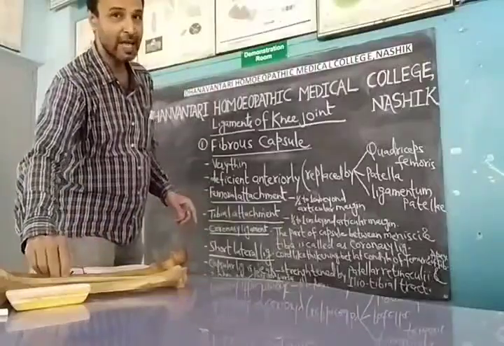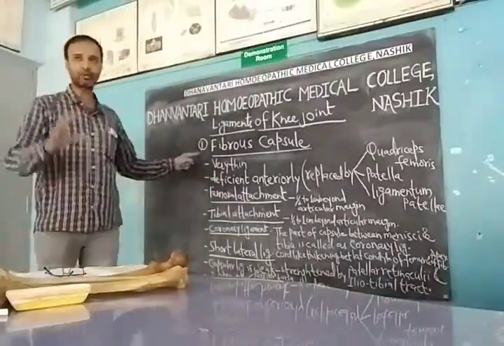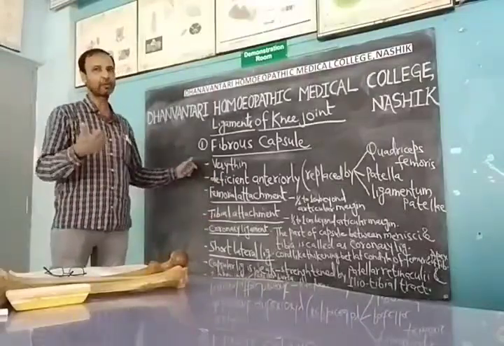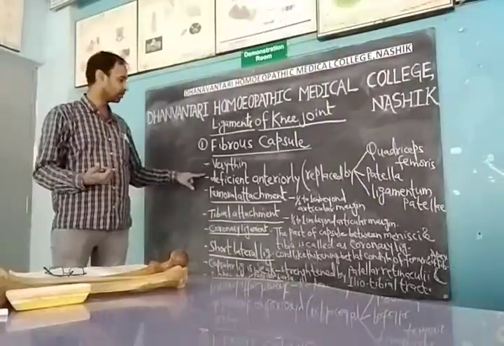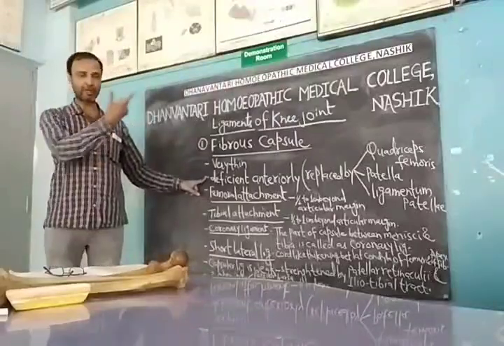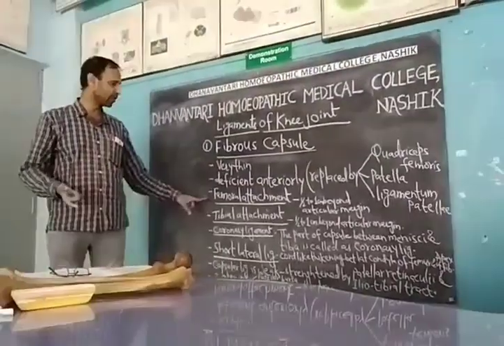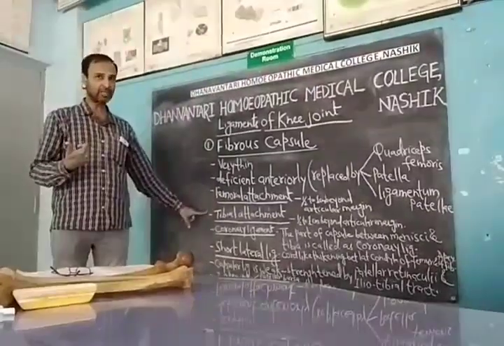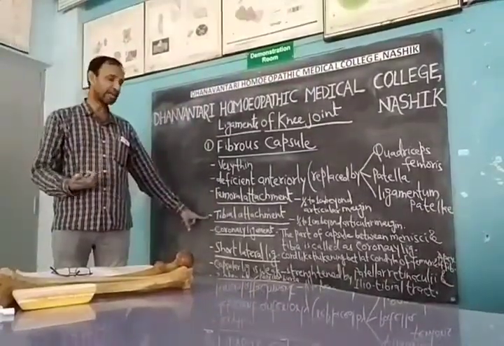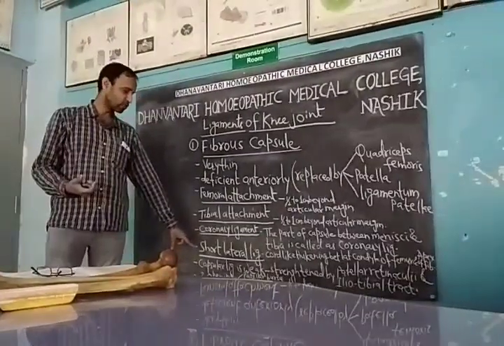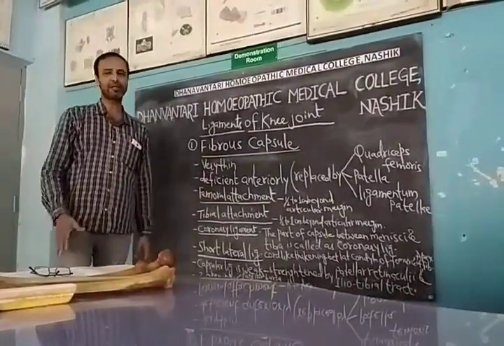So this is all about these 8 characteristics we have learned with the fibrous capsule. In very short points, with keywords, you can write: it's very thin, deficient anteriorly and replaced by the 3 parts I have said: quadriceps femoris, patella, and the ligamentum patelli. Then the femoral attachment, the tibial attachment, the coronary ligament, the short ligament, and the last is the 2 openings. So this is all about the fibrous capsule.